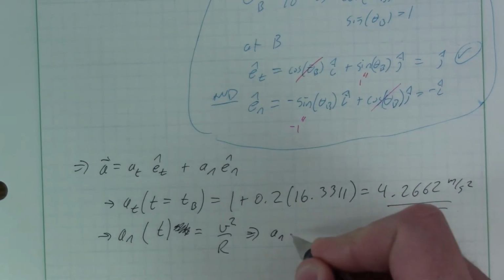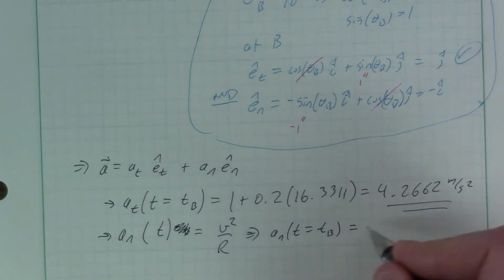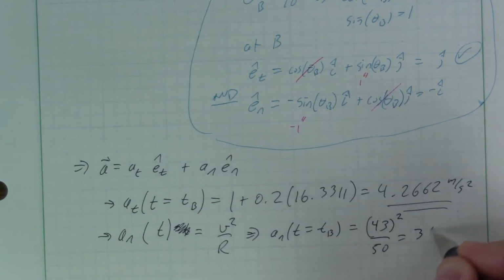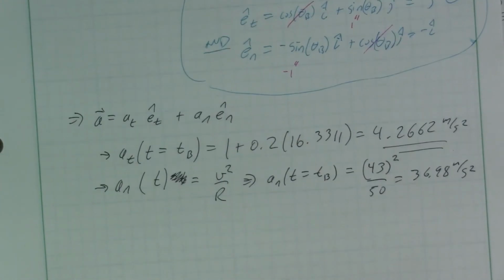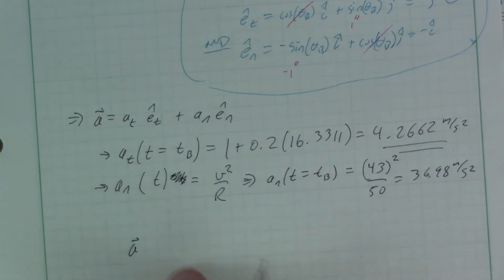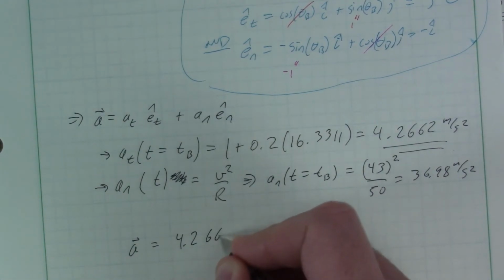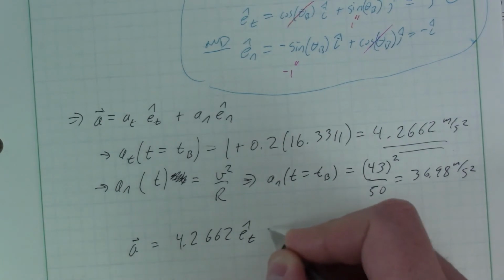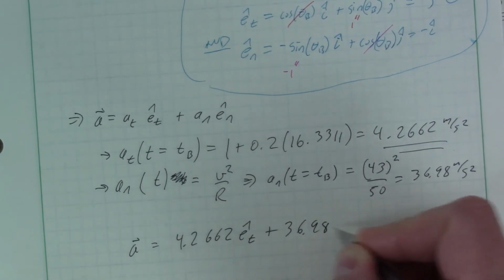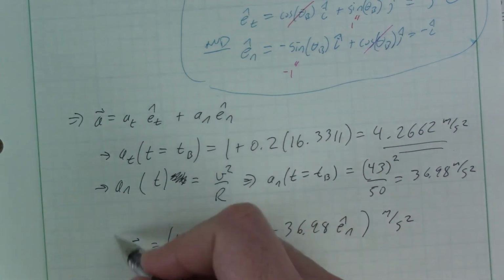Now at the time we reach b, that's going to be 43 squared over 50, which is 36.98 meter per second squared. Great, so our acceleration is going to be 4.2662 e hat t plus 36.98 e hat n with the units of meter per second squared.